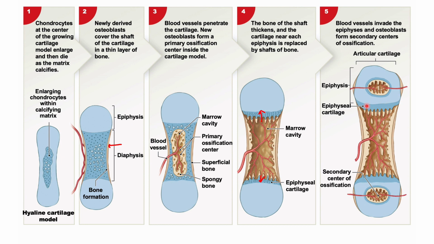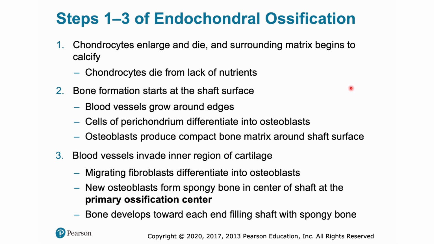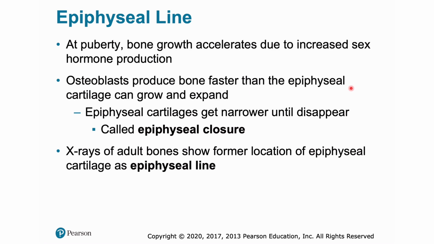When sex hormone production increases at puberty, bone growth speeds up. The osteoblasts begin to produce bone faster than the epiphyseal cartilages expand. As a result, the epiphyseal cartilages at each end of the bone get increasingly narrower until they disappear. In adults, the former location of the epiphyseal cartilage is marked by a distinct line called the epiphyseal line. This can actually be seen in X-rays. The end of epiphyseal growth is called epiphyseal closure.